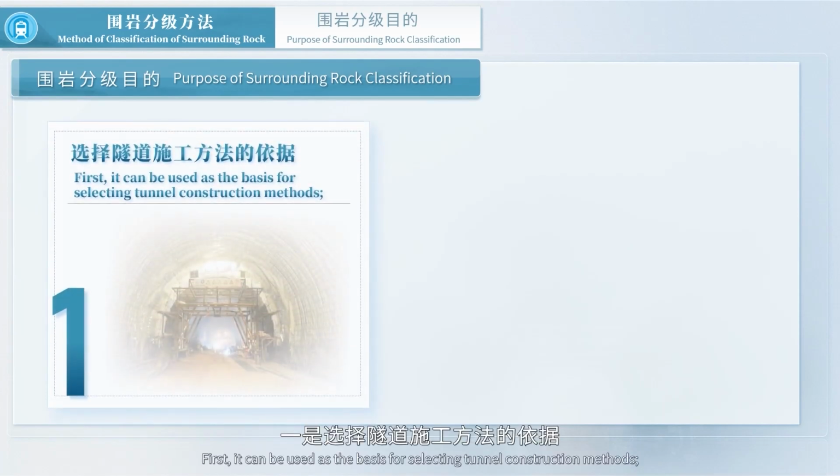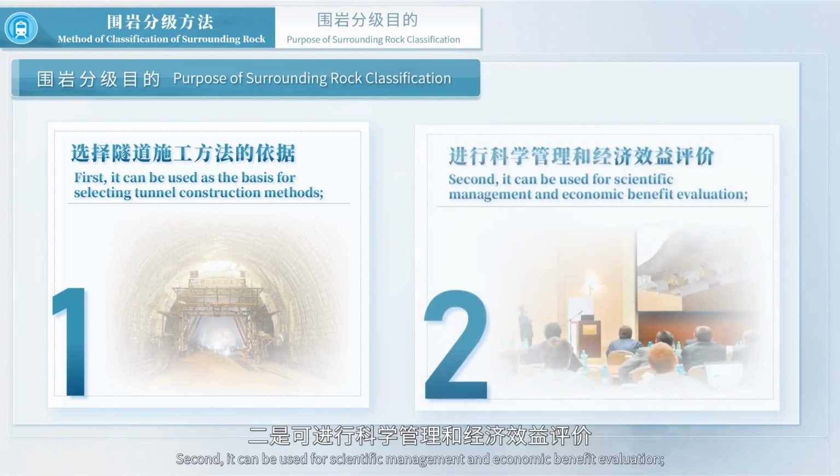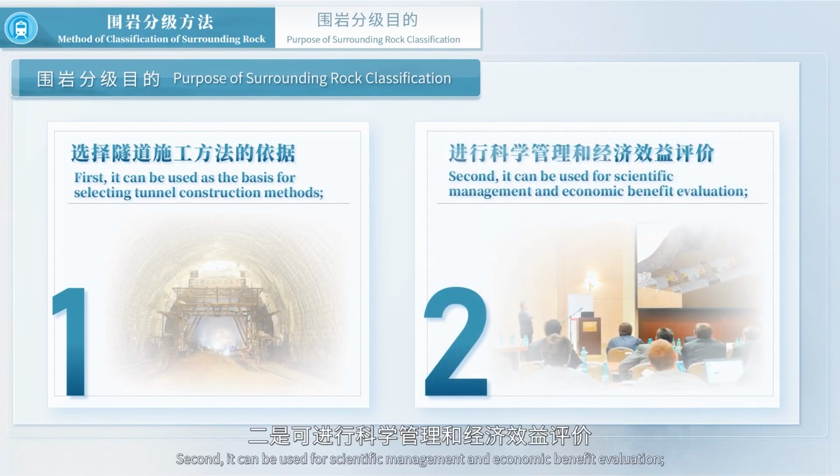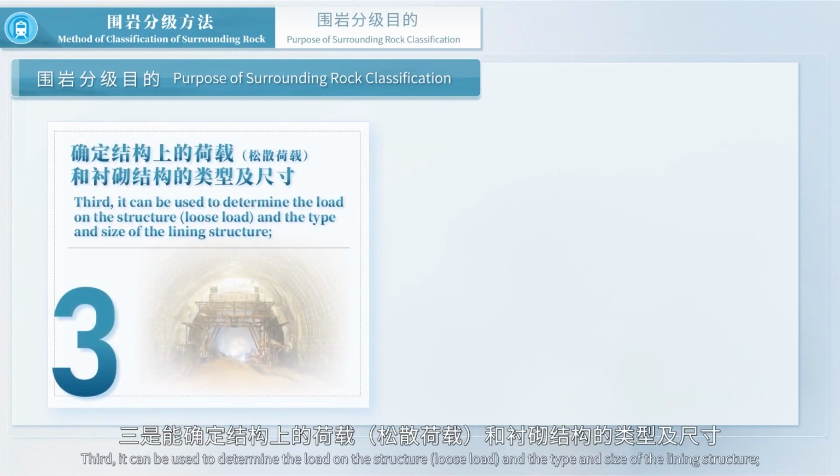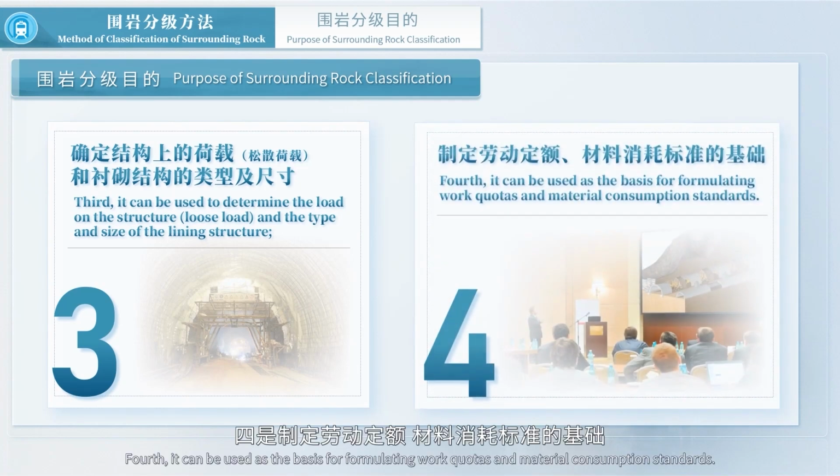First, it can be used as the basis for selecting tunnel construction methods. Second, it can be used for scientific management and economic benefit evaluation. Third, it can be used to determine the load on the structure, loose load, and the type and size of the lining structure. Fourth, it can be used as the basis for formulating work quotas and material consumption standards.